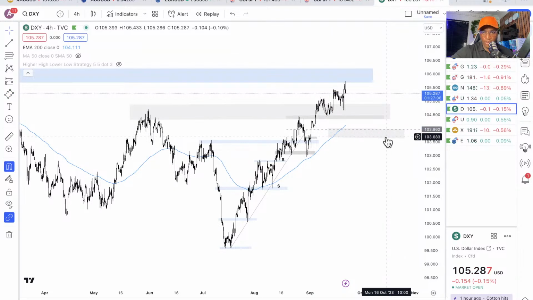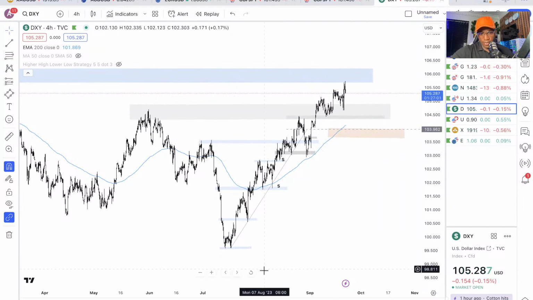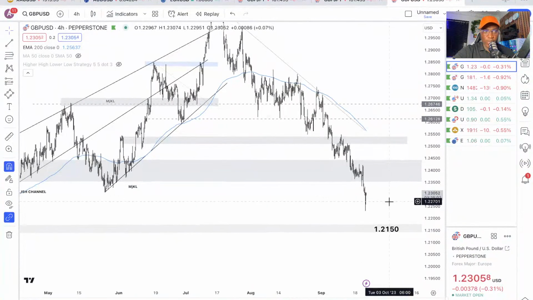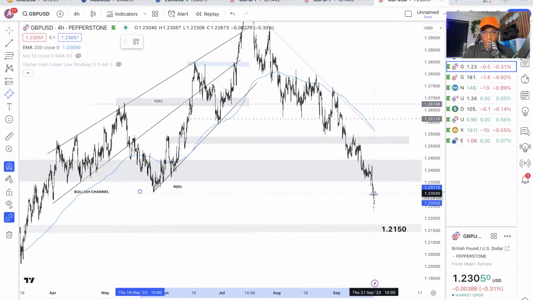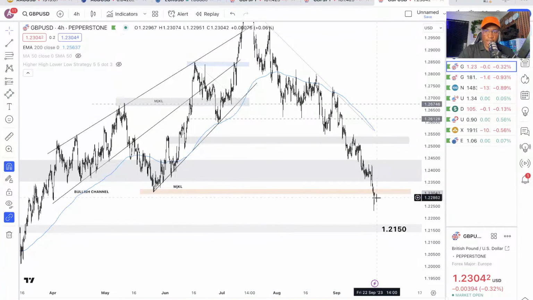Okay, so just going to change the color for this so you guys can see. Pound dollar. Let me just indicate that as well, because this is also a key level on pound dollar. So we could see rejections here and consolidations here. If we have a sustained break below this zone, then we're headed to 1.2150. So you can also take note of that as well.